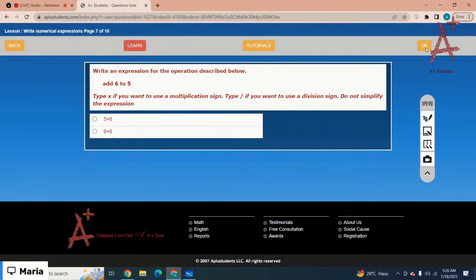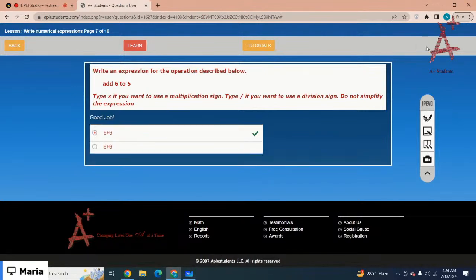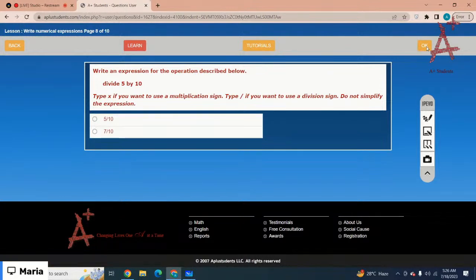Write an expression for the operation described below. Add 5 to 6. So you just have to replace the word add with the sign. So it would be 5 plus 6. Option number 1 is the correct option. Write an expression for the operation described below. Divide 5 by 10. So which is the correct option? You just have to replace the word divide with the sign. So which is the correct option? 1 or 2? Option number 1 is the correct option.